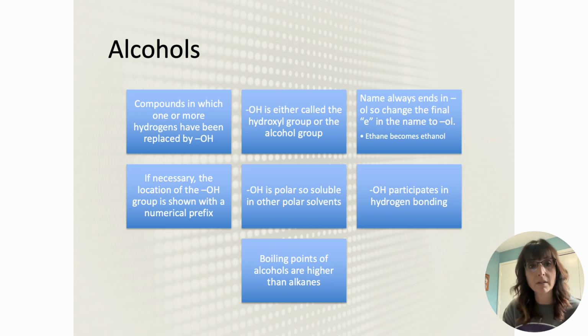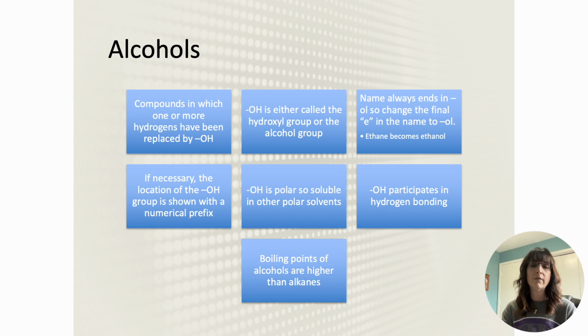Let's look at alcohols to begin with. These are compounds that have one or more hydrogens that have been replaced with an OH group. And we call that a hydroxyl group or an alcohol group. Either one is appropriate. And you change the ending of the name to OL. So ethane becomes ethanol. OL is how you know you have an alcohol. That OH is polar, so it participates in hydrogen bonding. It allows it to be soluble in polar solvents.